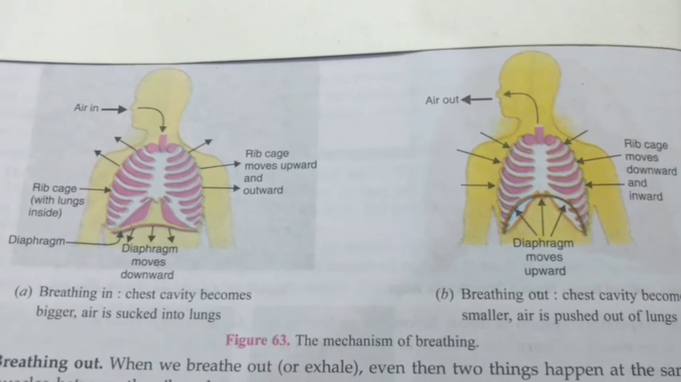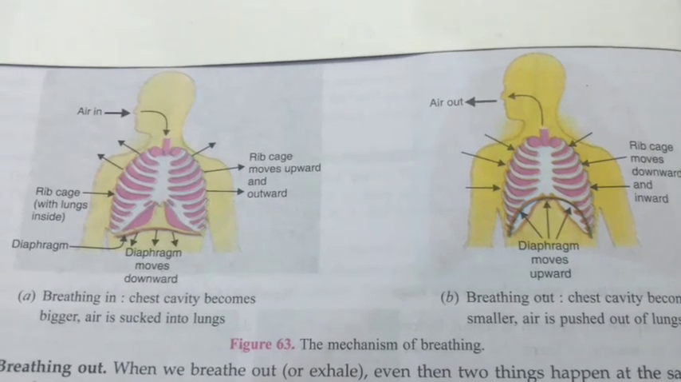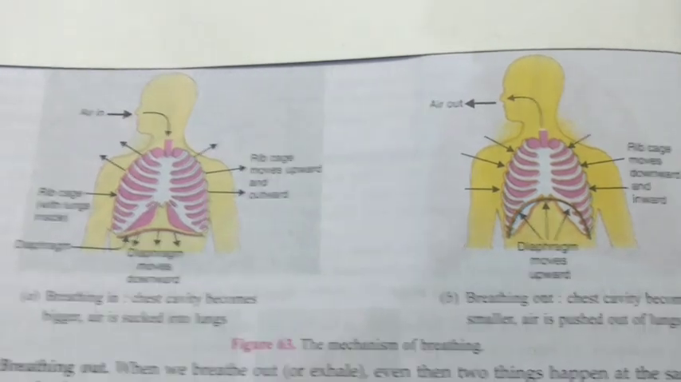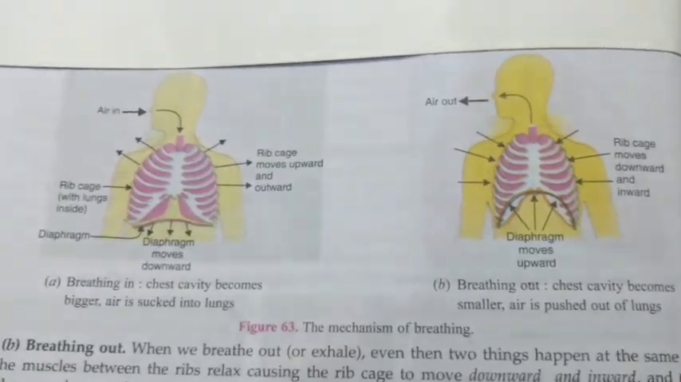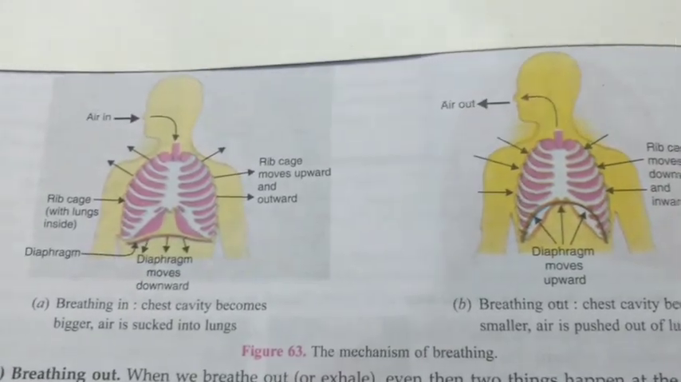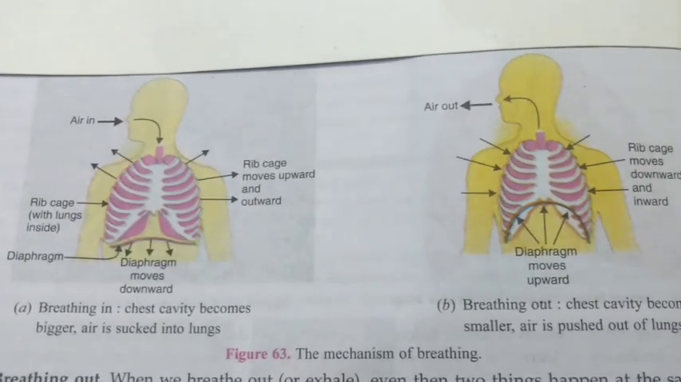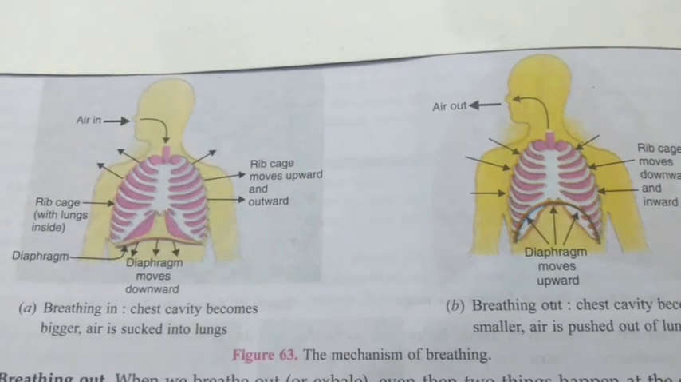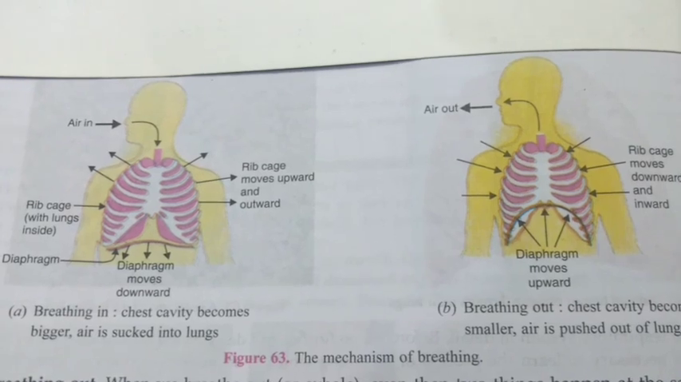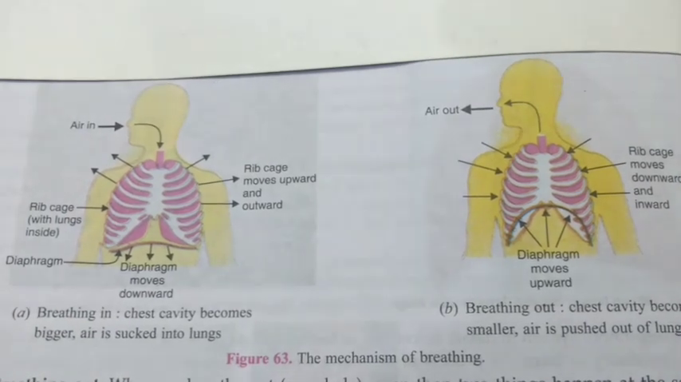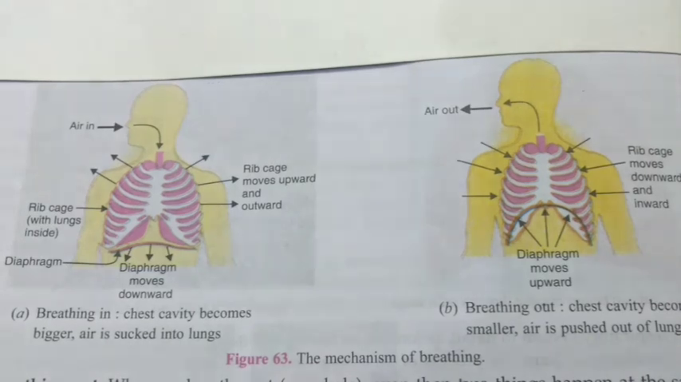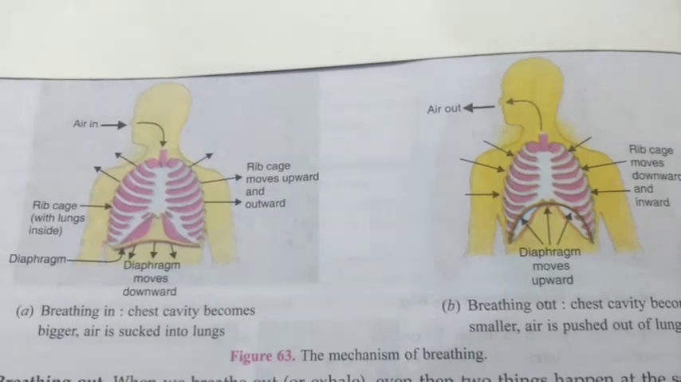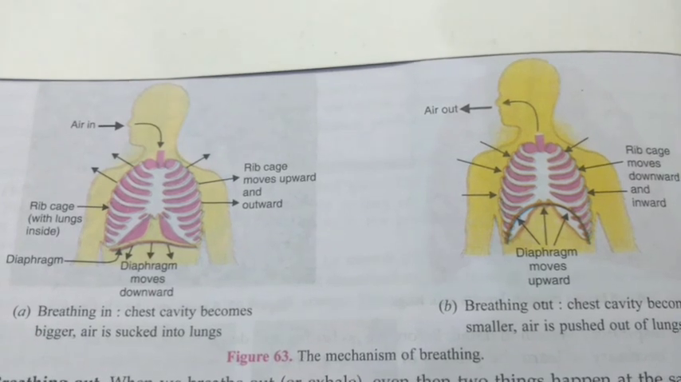Inhalation is always an active, energy requiring process in which contraction of the intercostal and the diaphragm muscles takes place. This produces a forward and outward movement of the rib cage, which results in an increase in the volume of the chest cavity. As the lungs expand, the air pressure in them reduces, and so the air rushes into the lungs from the atmosphere through the air passages.